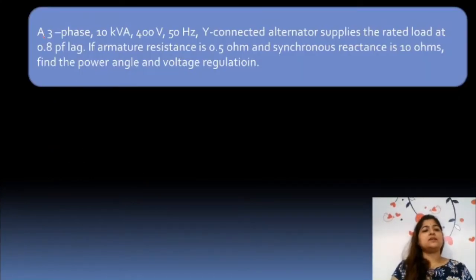The next problem goes like this. A three-phase 10 kVA 400 volts 50 hertz star connected alternator supplies the rated load at 0.8 power factor. If the armature resistance is 0.5 ohms and synchronous reactance is 10 ohms, find the power angle and voltage regulation. The given data is you have 10 kVA, 400 volts. You're supposed to find out regulation at only one load, and that is 0.8 power factor lagging. Okay, and resistance RA as well as XS is given to you. Things are simple, right? You need to find out voltage regulation.